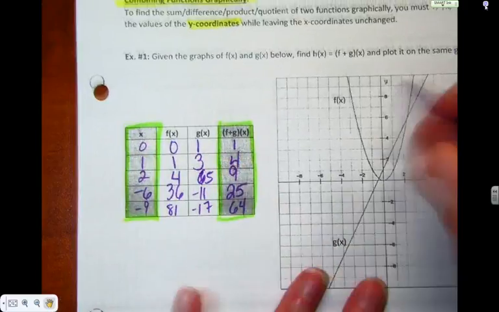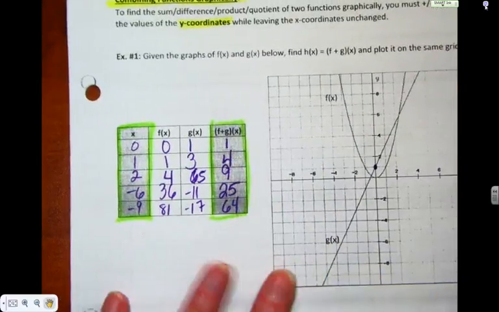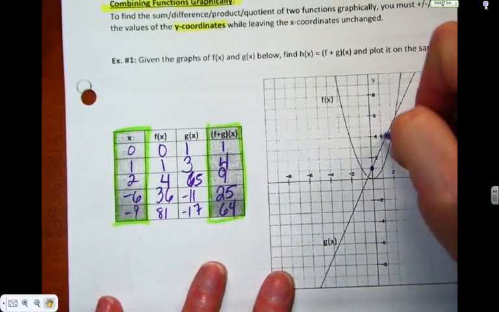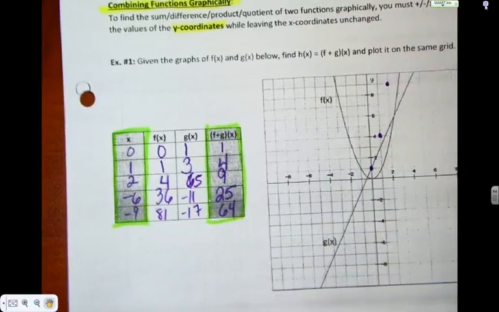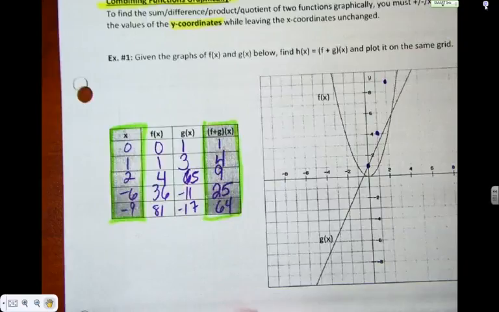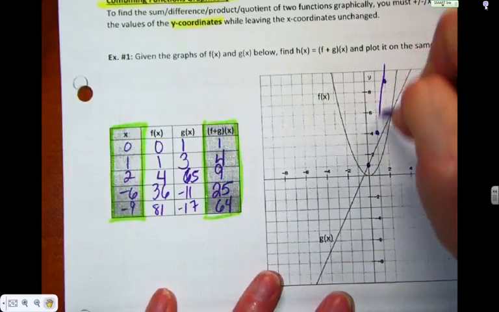So 0, 1 is our first point. 1, 4. 2, 9. Negative 6 off the graph. Negative 9 off the graph. So we have this side.